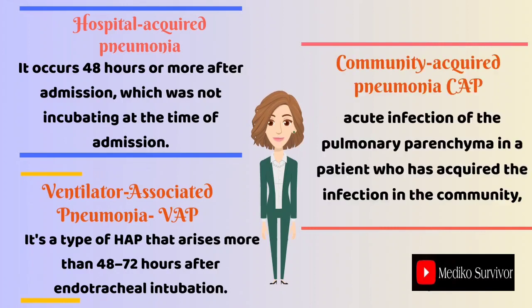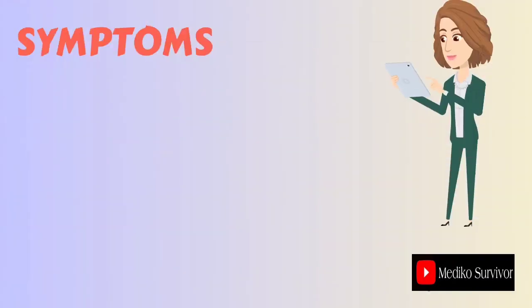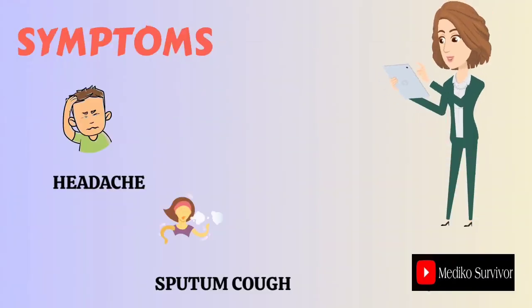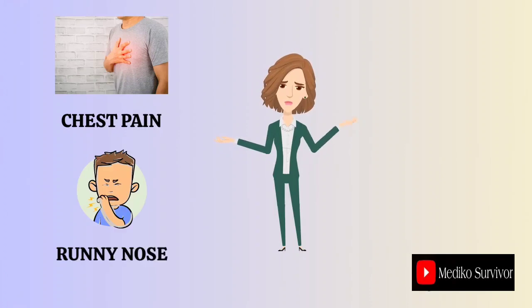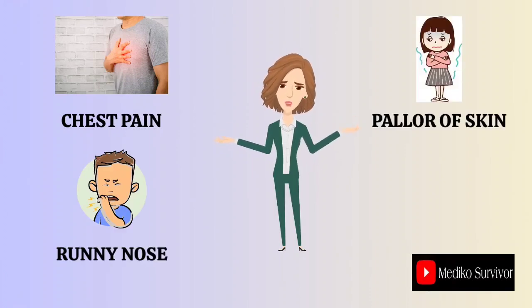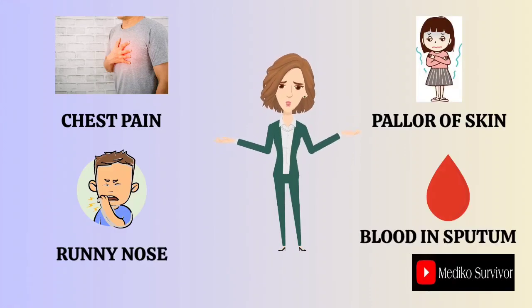Community-acquired pneumonia is an acute infection of parenchyma in a patient who has acquired the infection in the community. It occurs mostly in winters because influenza virus is most common in winter. Symptoms may include headache, sputum, cough, loss of appetite, chest pain, runny nose, pallor of skin, blood and sputum.